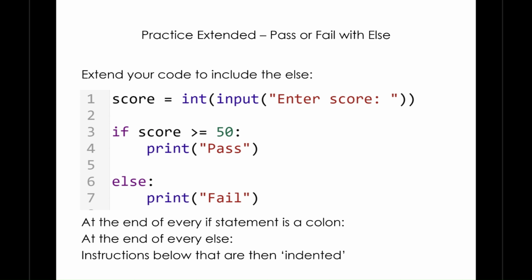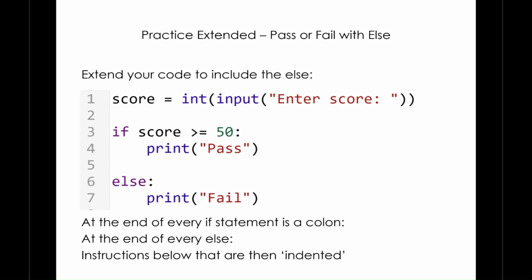Let's have a look at extension number 2. Pass or fail with else. Line number 1 again, we enter our score as a whole number. And line number 3. If the score is greater than or equal to 50, you get a pass. If that's true, pass prints out. If it's false, else will print out, which means you get a fail. Else runs only when the condition is false. Exactly one path will run.